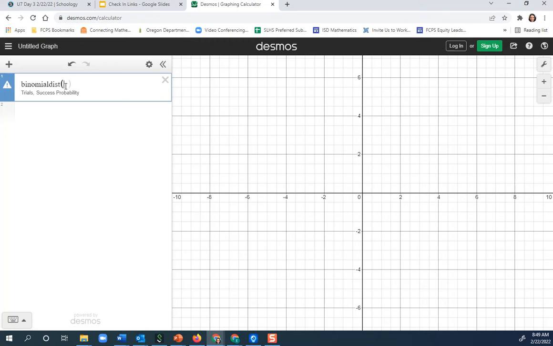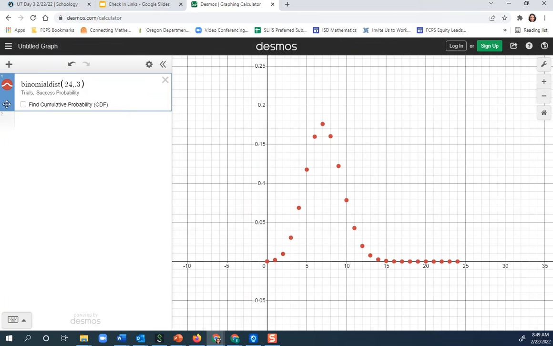So binomial distribution, and then how many trials was it? It was 24 trials because there were 24 students, and then the probability, I don't put the number 30, what do I put? 0.3 or 0.30, yep. Okay. All right, and then I like to pick the zoom fit so that I can see the picture better, and then I can click on the highest point, and it tells me it's most likely that 7 students will be out.